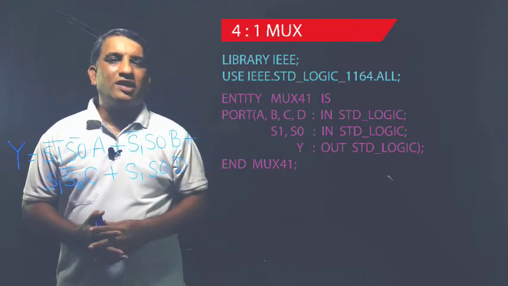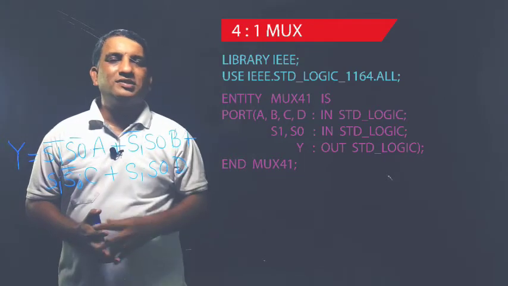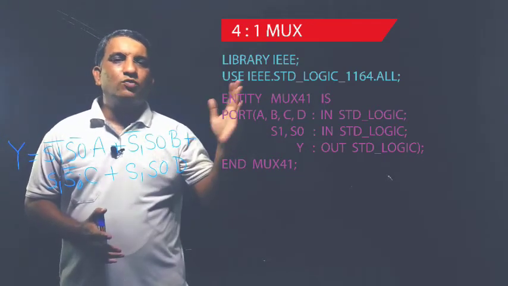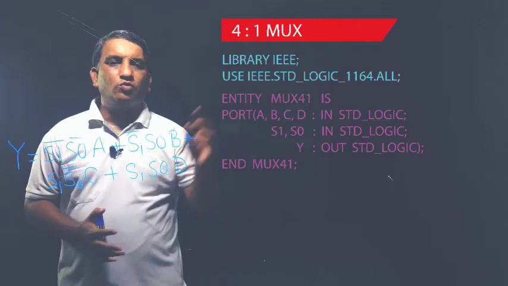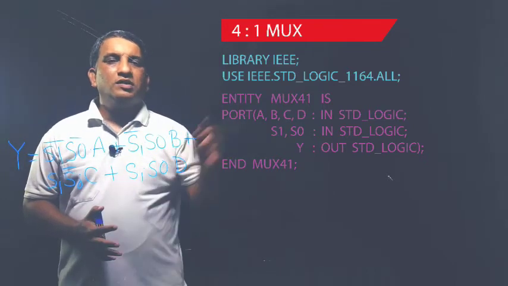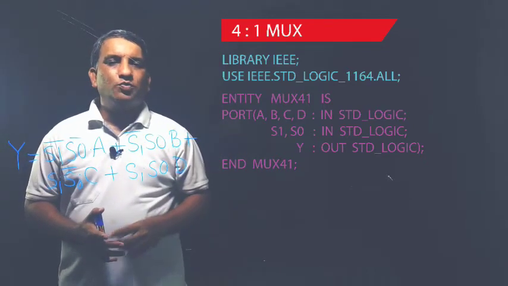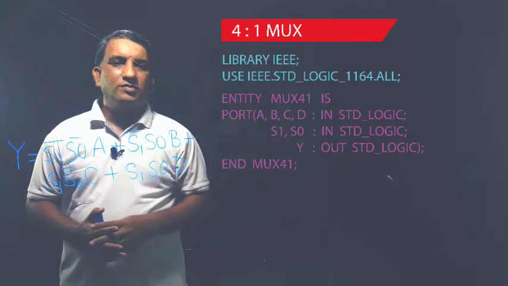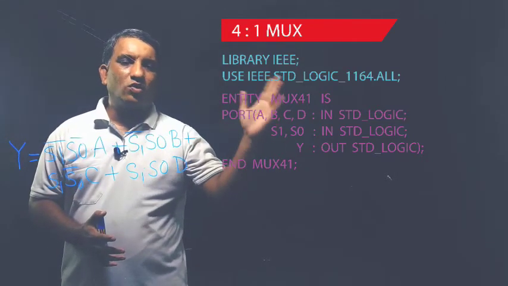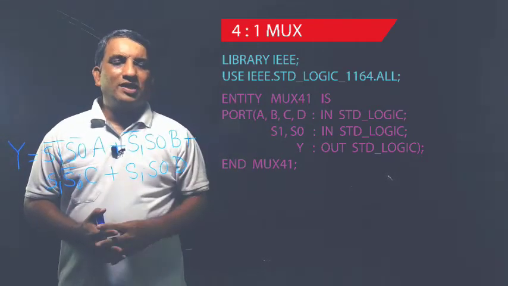But to differentiate, I have written the input ports and the select lines here separately. Okay, then we have to declare the output port. The output port is Y, then colon. As it is the output port, I will use the mode out, and then std_logic. The declaration of all ports is over.